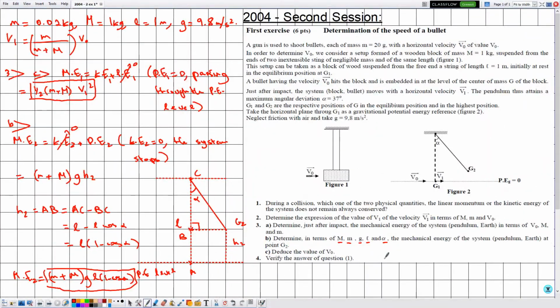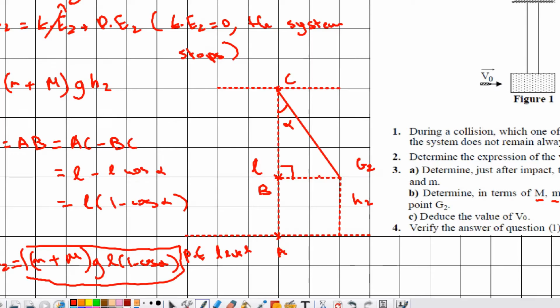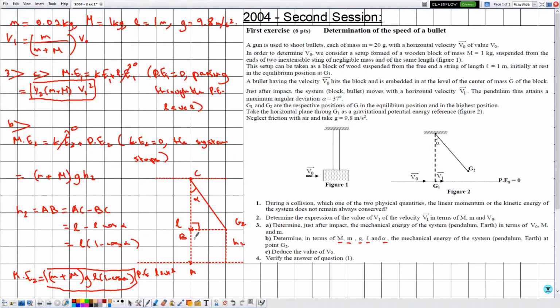So let me repeat this. How do you know that our expression is correct? If G2 coincides with A, then alpha would be 0. If we replace alpha by 0, then this would be 1 minus 1, because cosine of 0 is 1. So 1 minus 1 is 0, which reflects the fact that if G2 is at the point A, the value of the potential energy is 0. In this case, we can say that the mechanical energy at the point 2 is given by small m plus capital M, multiplied by G L into 1 minus cosine alpha.